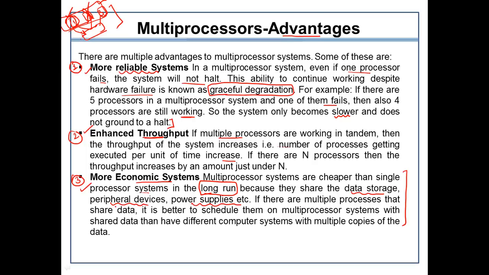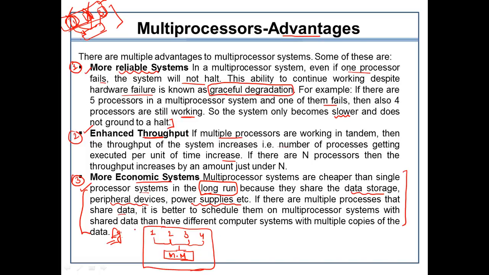If there are multiple processes that share data, it is better to schedule them on a multiprocessor system with the shared data than have different computer systems with multiple copies of data. So let's understand it in more detail. The example is very simple. In one machine, I have one, two, three, and four processors running, which contribute and provide me enhanced throughput and more reliability, and they share the main memory together.